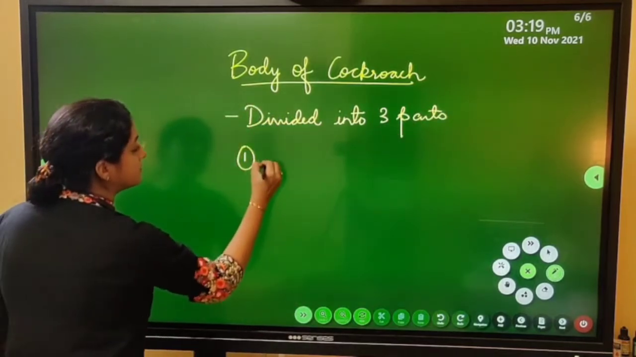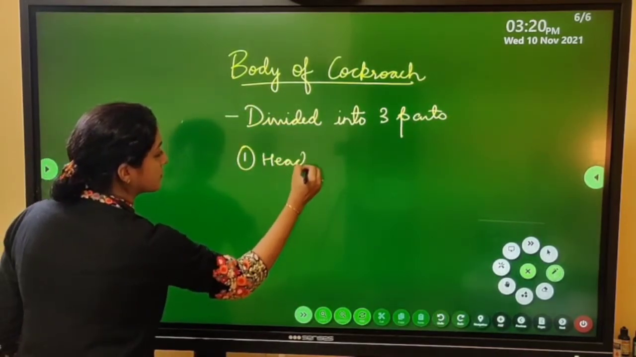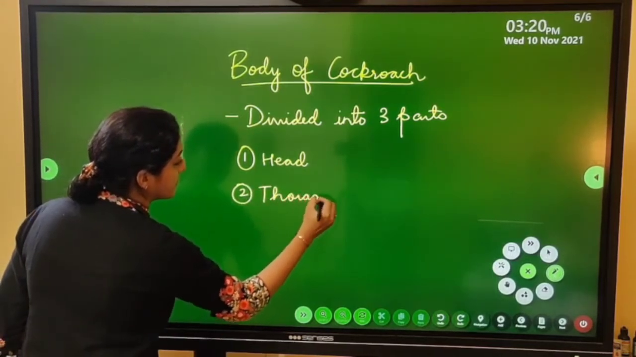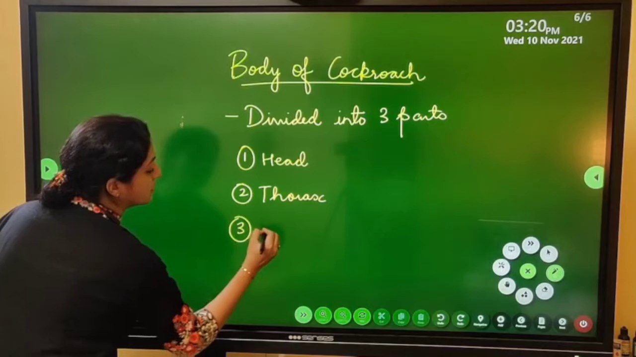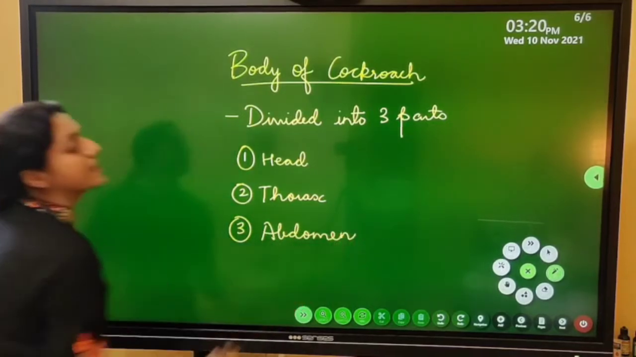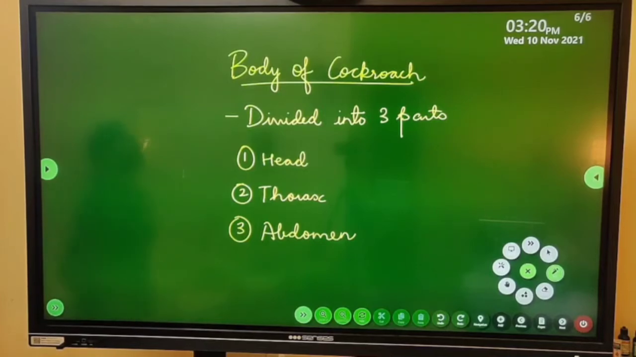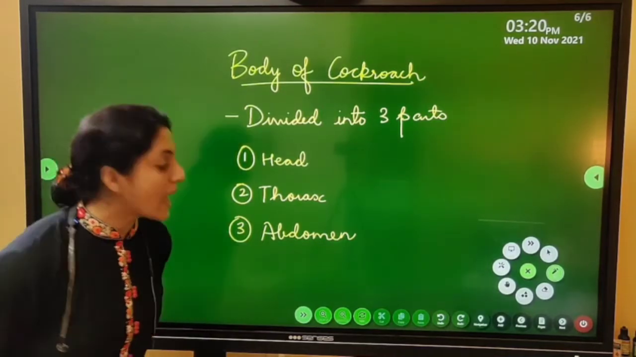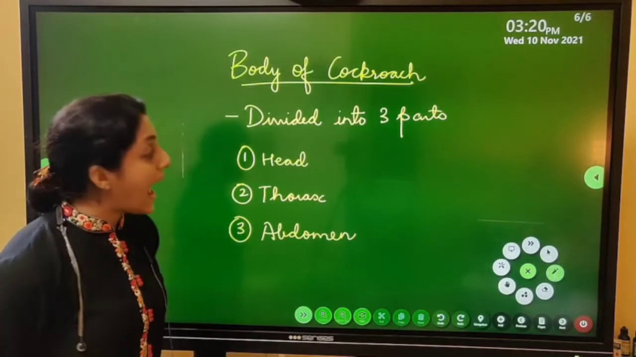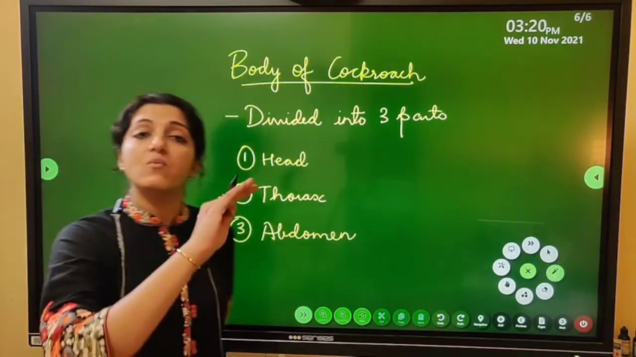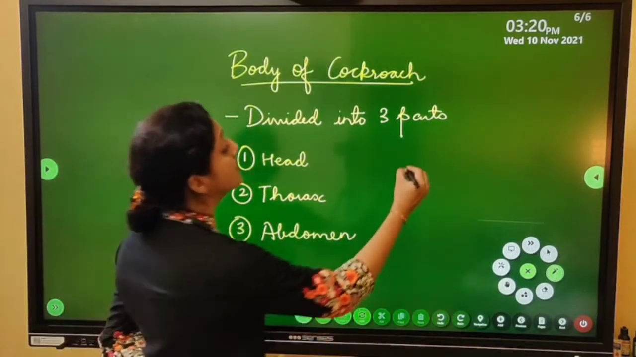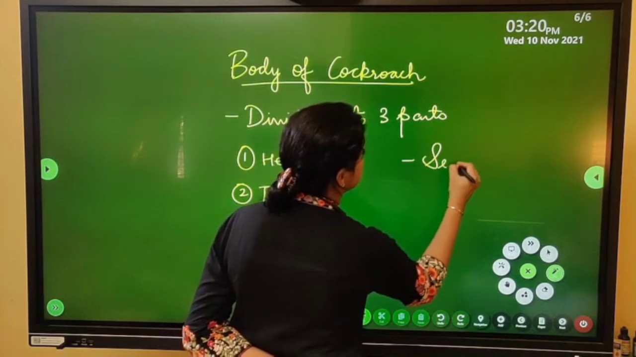First, head. Second, thorax. And third, the abdomen region. The body of the cockroach is divided into three parts: the head region, the thorax region, and the abdomen region. And the body is not in one single piece. The body is segmented.